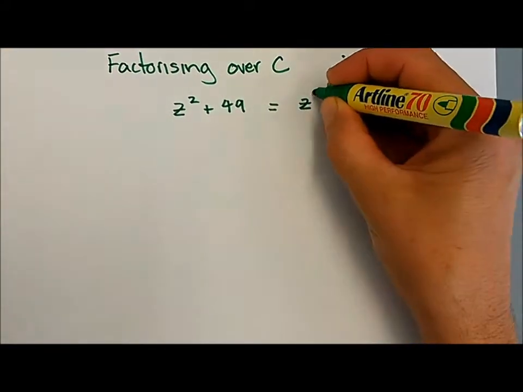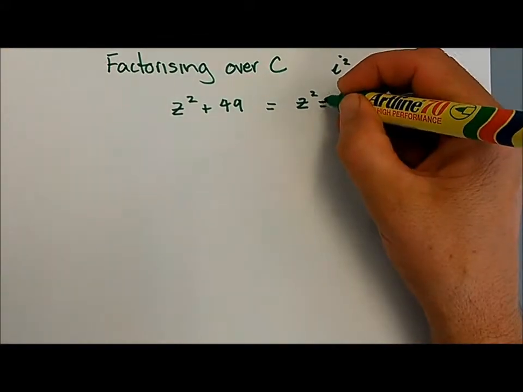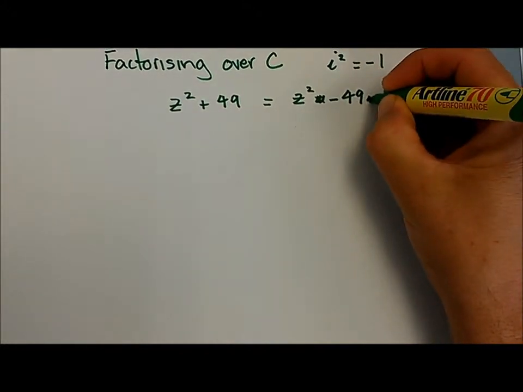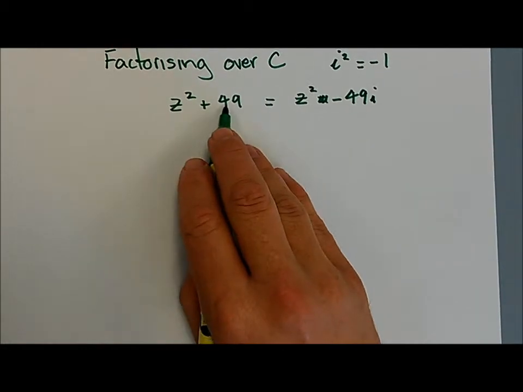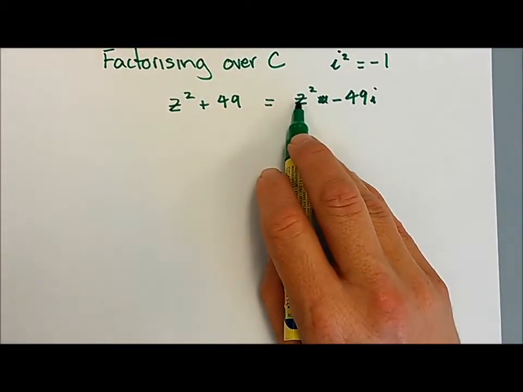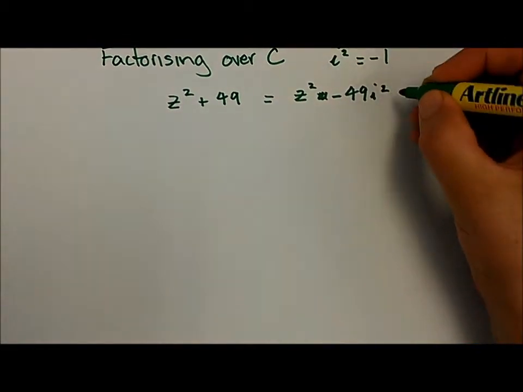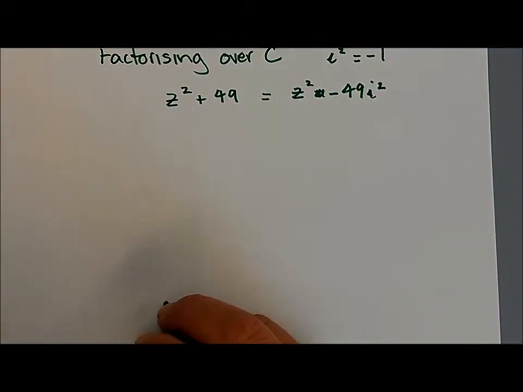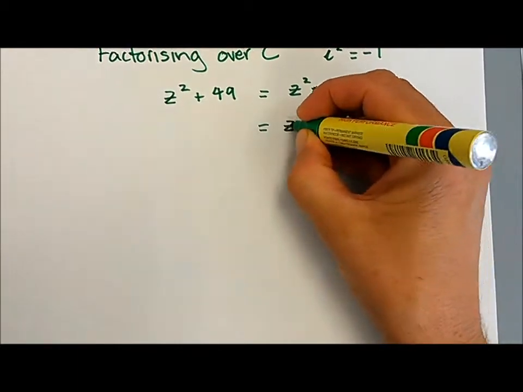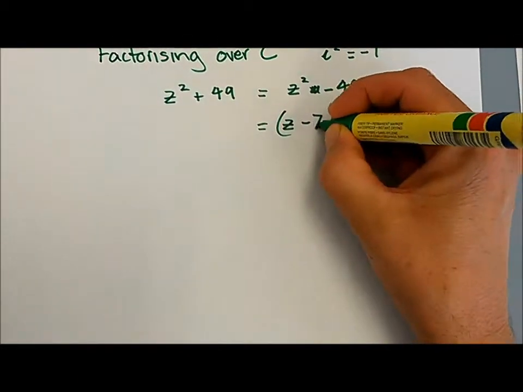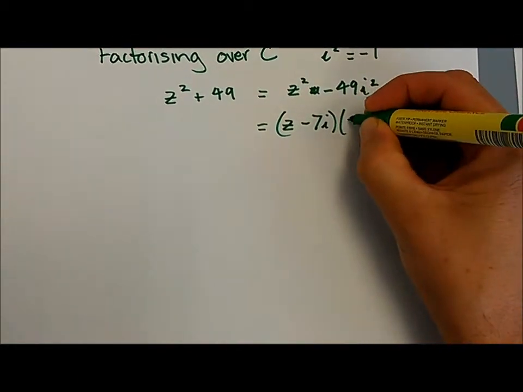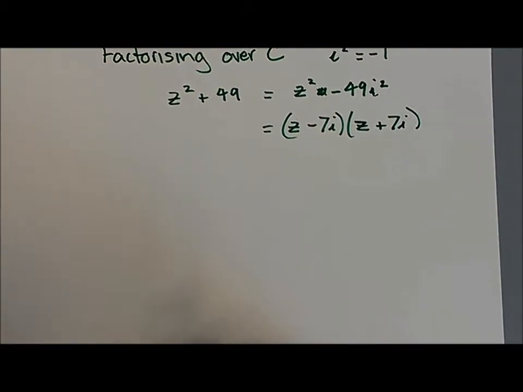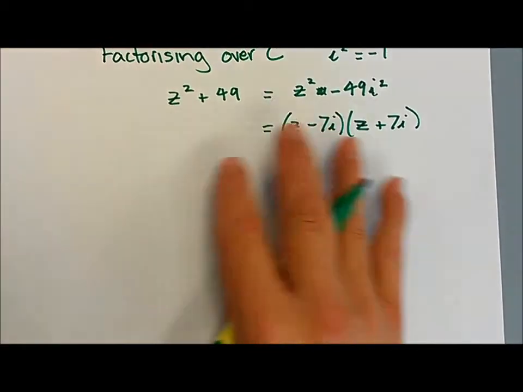So this expression, z squared plus 49, will be z squared minus 49i squared, i squared being negative 1, and negative times negative makes a positive. It's a difference of squares, so I can simply factorise that now as z minus 7i and z plus 7i. For two terms, that's nice and easy to do.